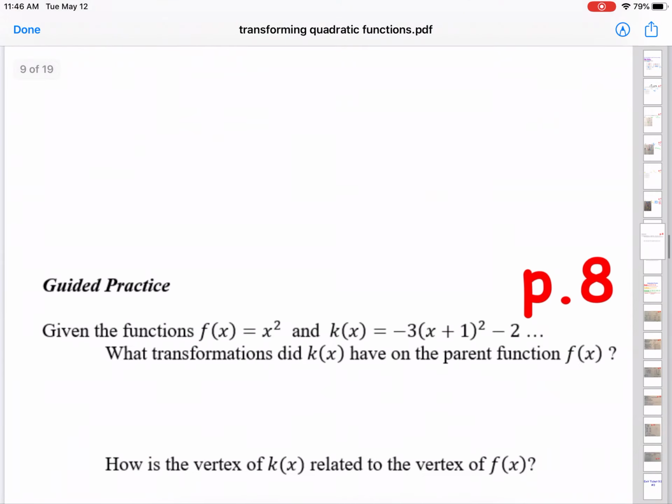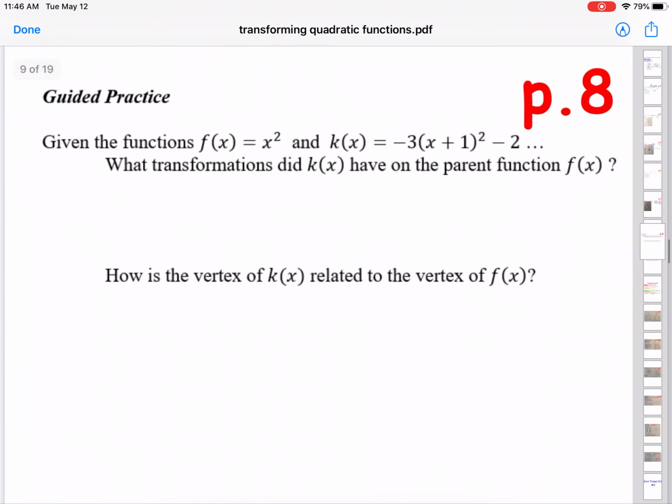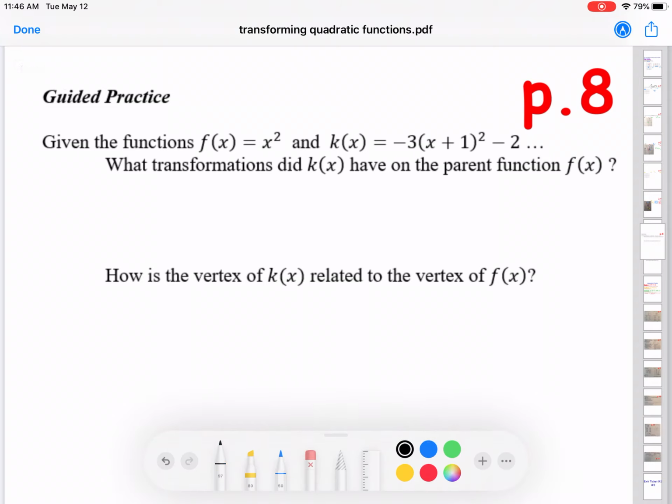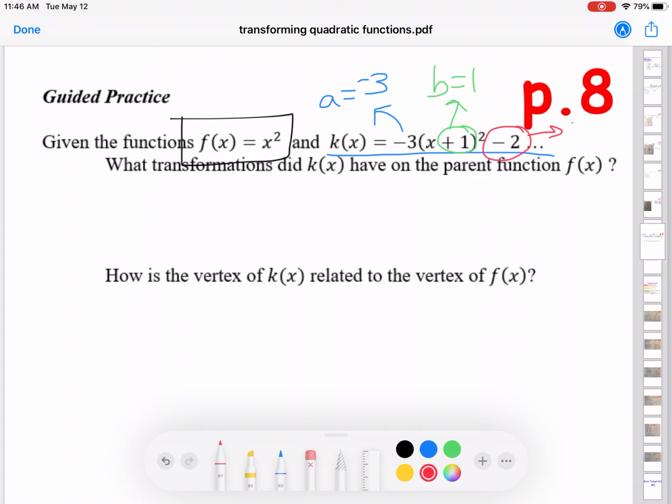So let's take a look at our quadratic functions in this guided practice right here. We're going to compare this to our original function, f of x equals x squared, and now we're looking at this function, k of x, right here. So what I notice in our k of x function is that our a value is -3, our h value is +1, and our k value here is -2.